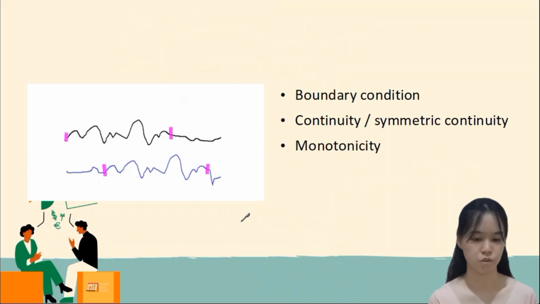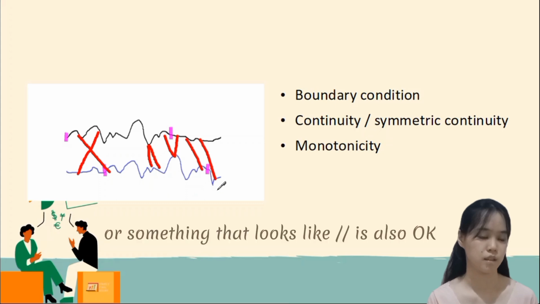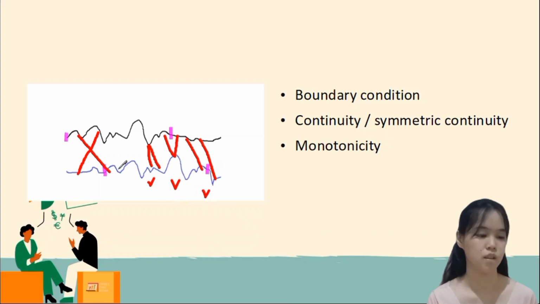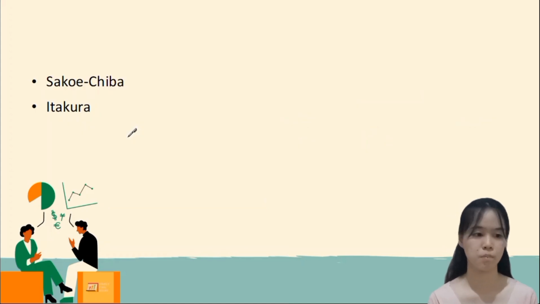Okay, let's go to the third constraint. The last one is monotonicity. Visually, we cannot have something like this. The alignment lines cannot cross each other. They can only have the same tail or the same head, or perhaps like this. This is okay. Or something like this. This is okay, this is also okay, but this one is not okay. So those are the three basic constraints.